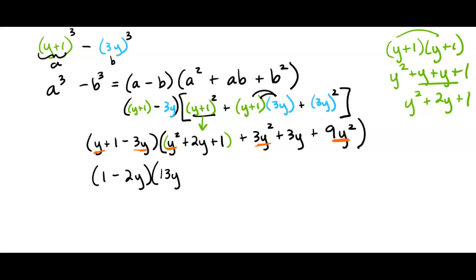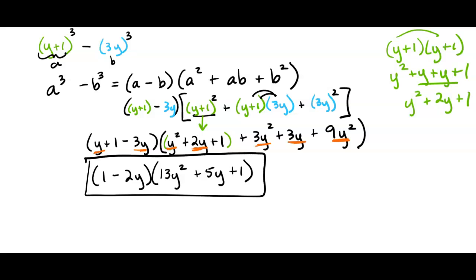13y squared. And then I've got a 2y and a 3y, so it's going to be 5y. And then I just have the 1. Okay, I think I got everything in there. So it looks kind of cleaned up now. You've just got a binomial times a trinomial. You could multiply that out. It won't look exactly like what they gave us originally. You'd have to multiply the original out also, but it would work.